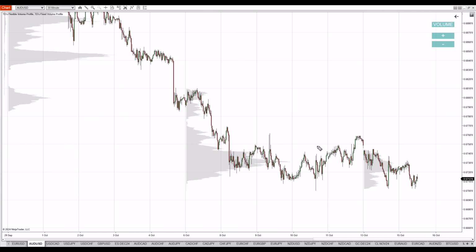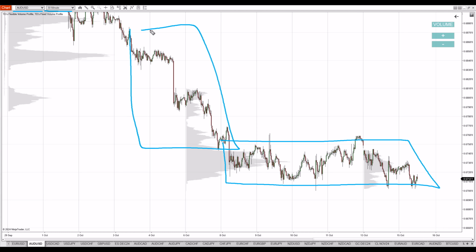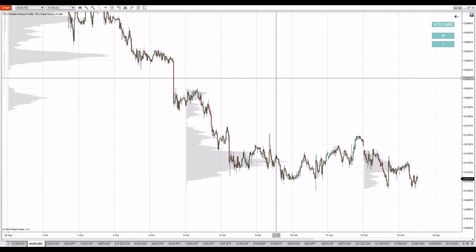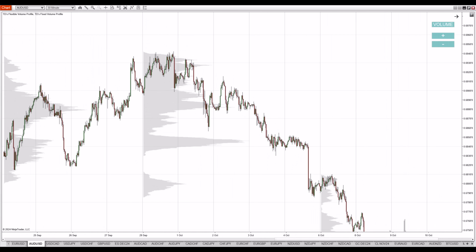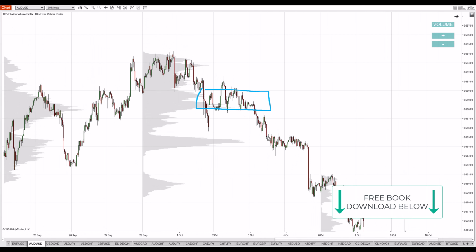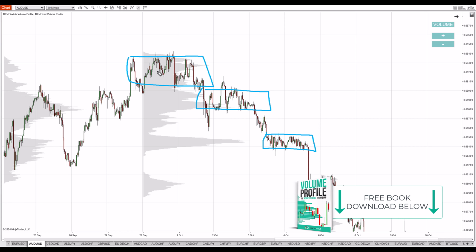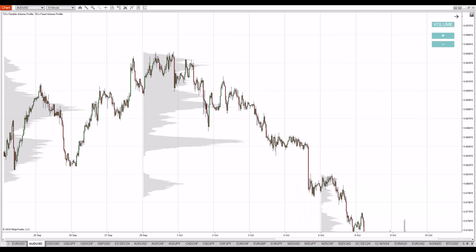So if you look at this chart, this is Australian dollar, US dollar, a 30-minute chart, then this is one huge rotation last week, right? Before that, there was a trend. But again, there were many rotations here. This one, this one, this one. Also in here, so many rotations, right?